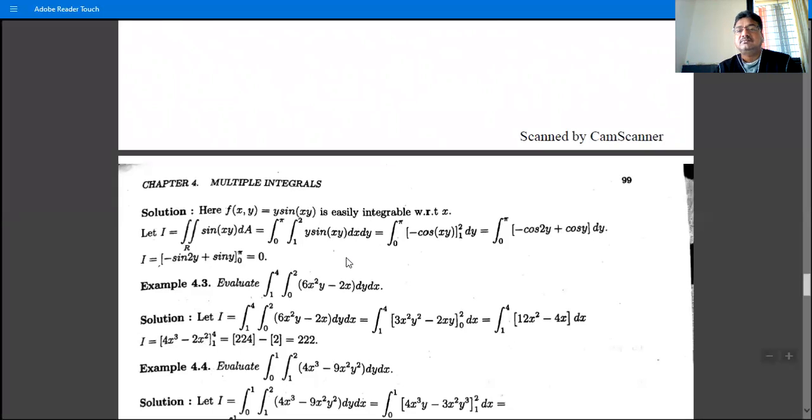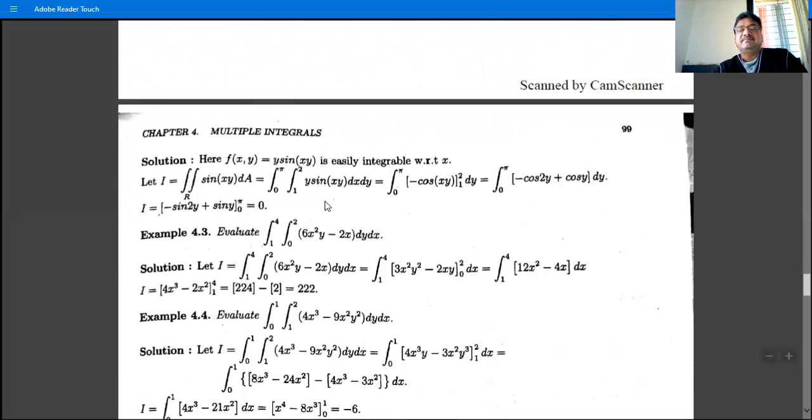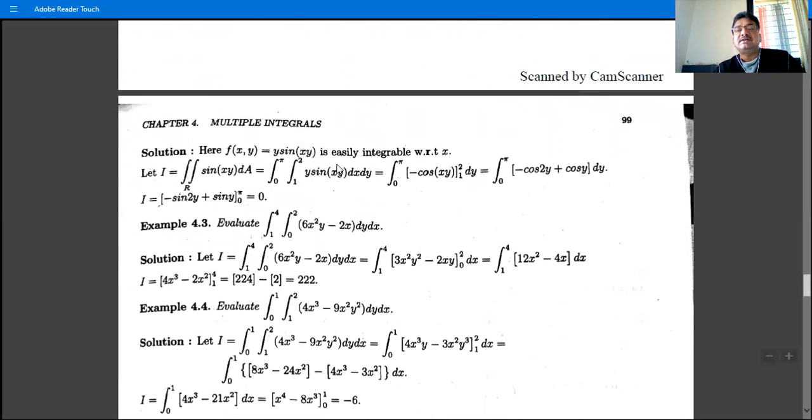So the function is y sin of x into y. Either integrate with respect to x first or with respect to y first. Integration with respect to x first is easy, because now y is constant, and the integration of sin of x into y is minus cos of x into y divided by y, and that y and y get cancelled. So for the limits 1 to 2, upper limit minus lower limit.